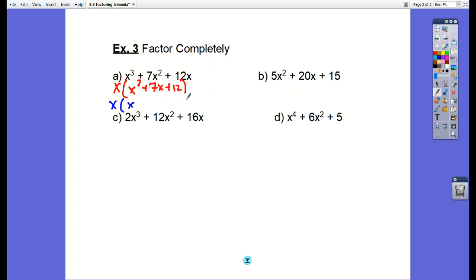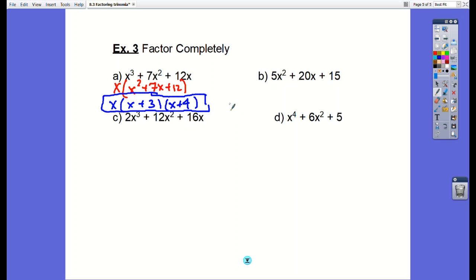Those add to 7, they don't multiply to 12, though. Oh, it would be x plus 2 times x plus 5. Yes. All right. So we end up right here. So the blue is the answer. All of that needs to be written, the x included.